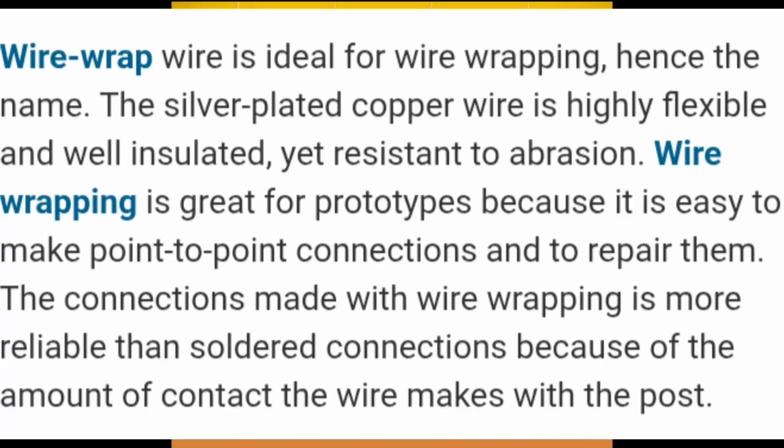Wire wrap is a wire ideal for wire wrapping, hence the name. The silver-plated copper wire is highly flexible and well insulated, yet resistant to abrasion. Wire wrapping is great for prototypes because it is easy to make point-to-point connections and to repair them. The connections made with wire wrapping are more reliable than soldered connections because of the amount of contact the wire makes with the post.